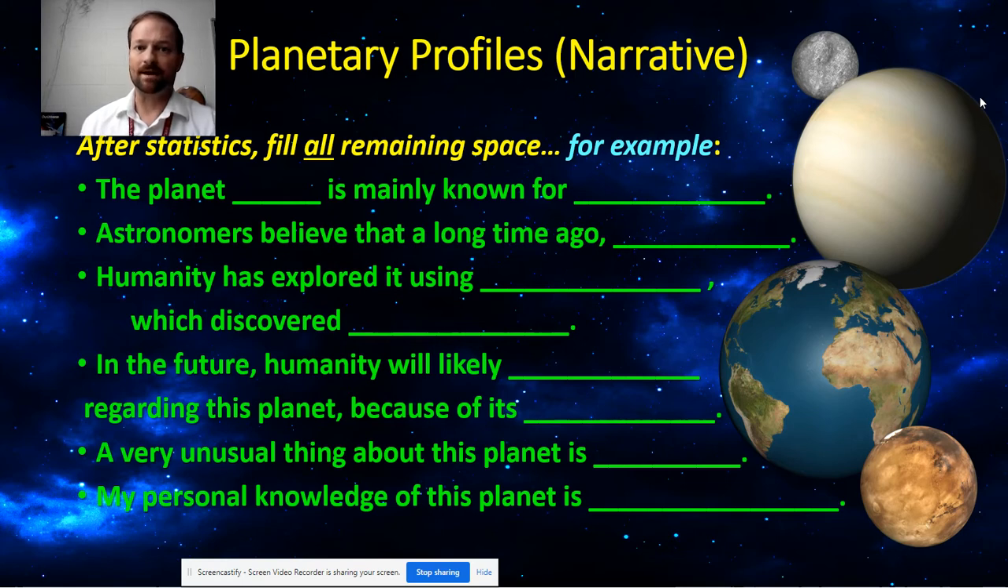In the future, humanity will likely never live on Mercury because it's just too much of a temperature extreme. Hot, cold, hot, cold, hot, cold. Living in those extremes, especially on a planet with no atmosphere, is a challenge. A very unusual thing about the planet, it's shrinking. Crazy, right? My personal knowledge of this planet, whatever you know. So any of these is a perfectly legitimate way to fill up that space.